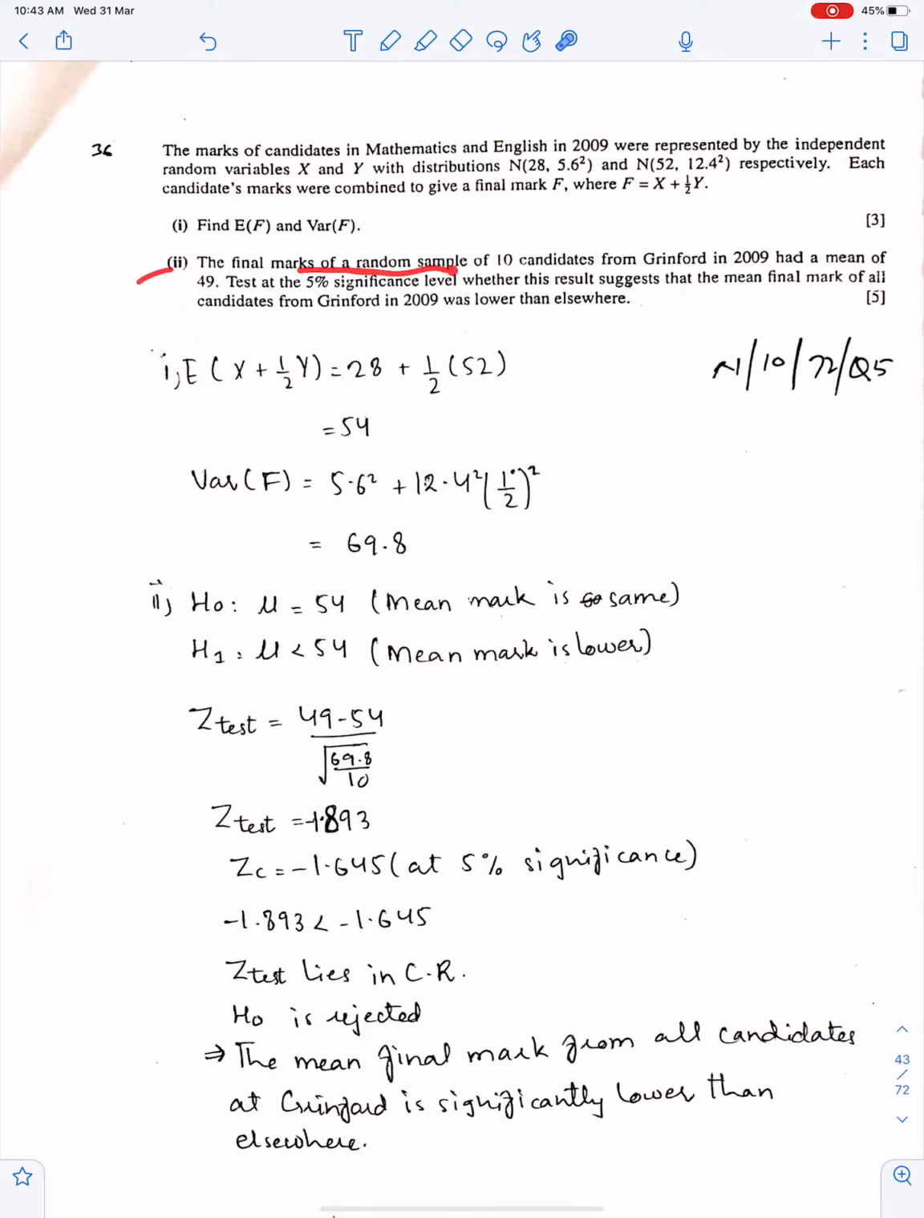The final marks of a random sample of 10 candidates from Greenford had a mean of 49. This is the test value. Test at the 5% level whether this result suggests that the mean final mark of all candidates was lower than elsewhere. We just need to check whether this test value lies in the critical region or not. So the Z test value is minus 1.893, and for 5% the critical value is minus 1.645. So this number lies in the critical region. So accept the claim.